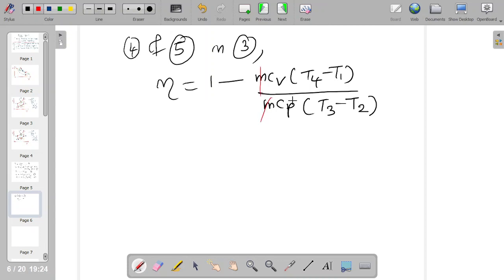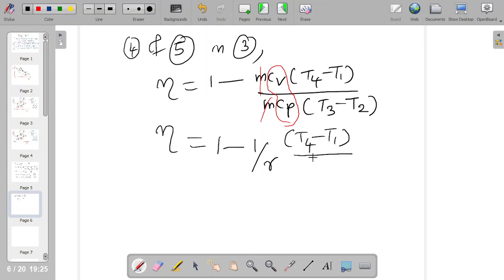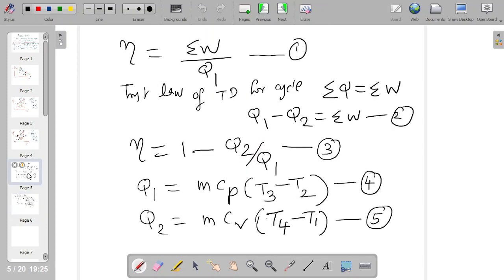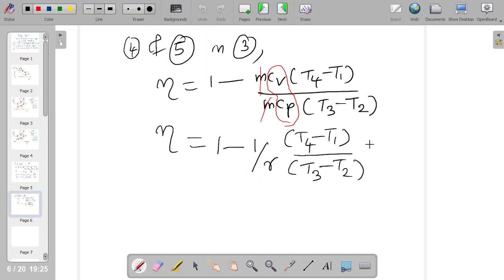And what is Cp by Cv? This Cp by Cv is gamma, the ratio of specific heats of a particular gas. So this equation becomes efficiency equal to 1 minus 1 by gamma times (T4 minus T1) by (T3 minus T2). This is our next equation, equation number 6.